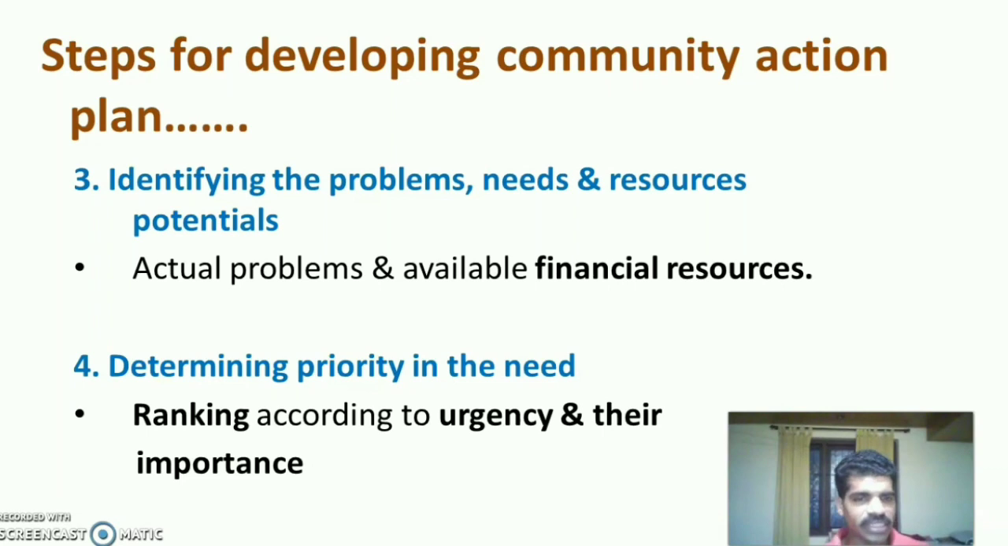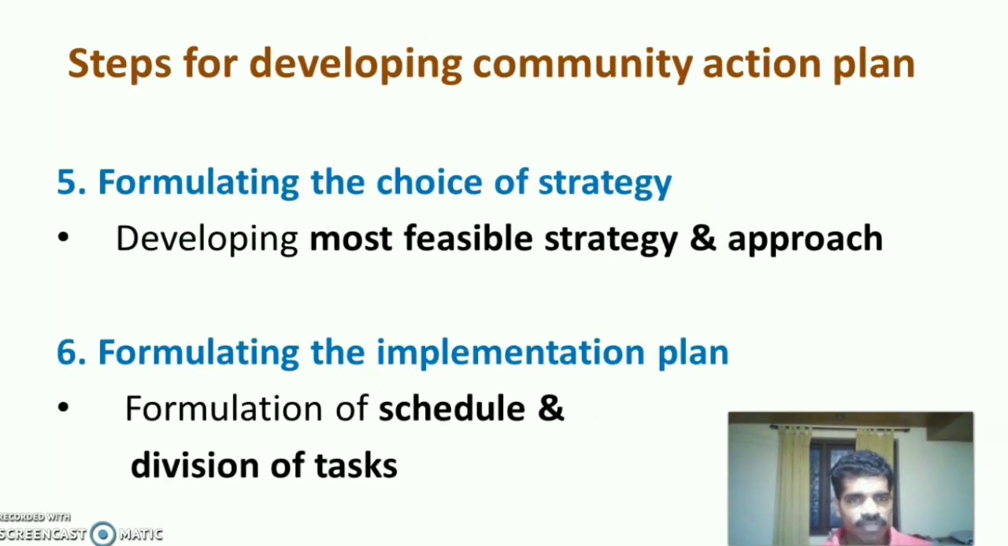So identifying the actual problems and available financial resources. Then fourth step is determining the priority in the need. Ranking according to the urgency and their importance. Then fifth step of developing community action plan is formulating the choice of strategy. Developing the most feasible strategy and approaches.